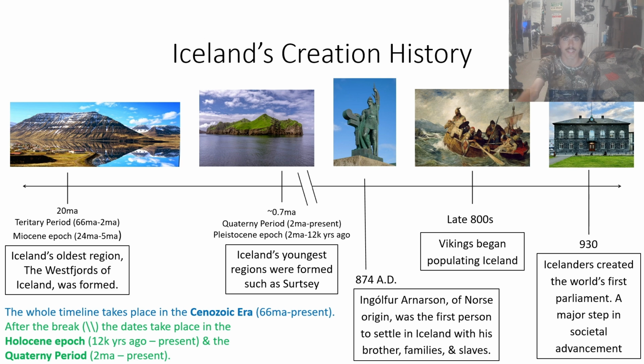And after we look at this whole timeline, we will notice that it is in the Cenozoic era, which is from 66 million years ago to the present. And after the break, we have these dates that take place in the Holocene epoch, which is 12,000 years ago to present, and the Quaternary period, which is 2 million years ago to the present. And again, the break is right here, right after Peabody and Sherman hopped into that time machine.